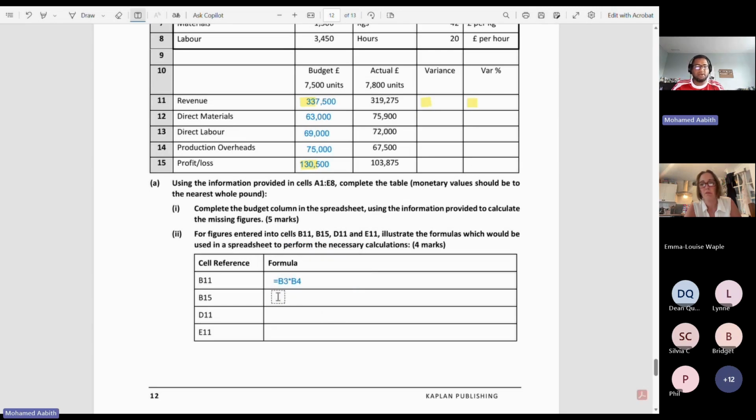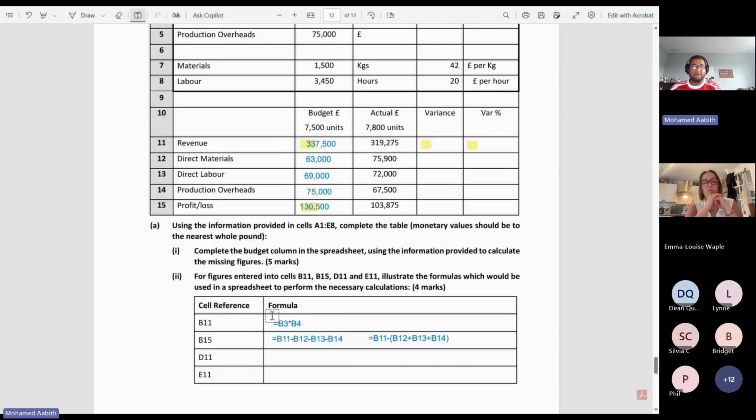Next one, on B15, what is the formula going to be? It's going to be B11 minus B12 minus B13 minus B14. That is acceptable. Or you can also do equal to B11 minus (B12 plus B13 plus B14). They are also absolutely accepted because it is the same formula, but in this scenario we're putting all of those expenses together in one pile and then taking them away from the revenue here.